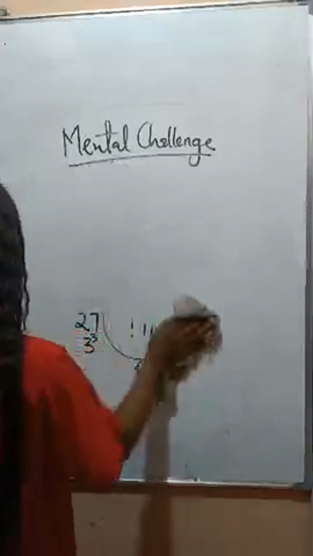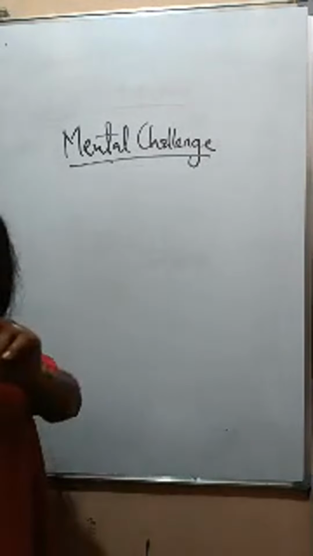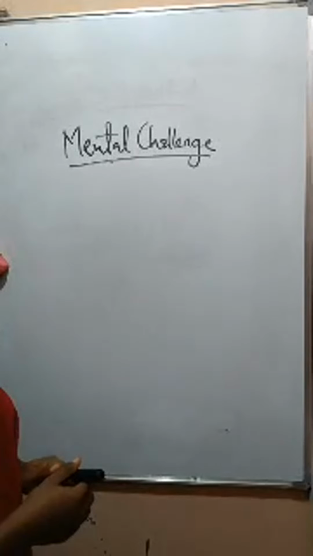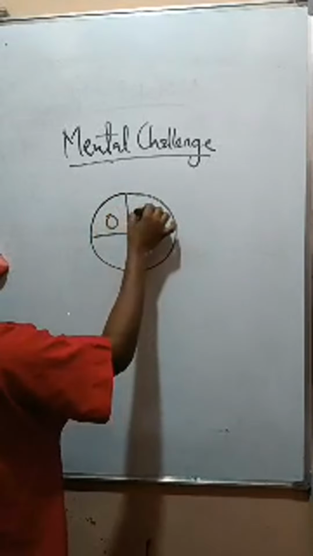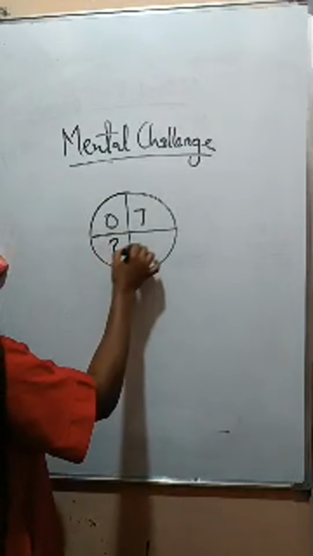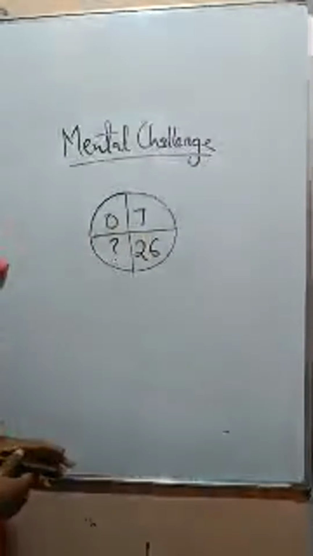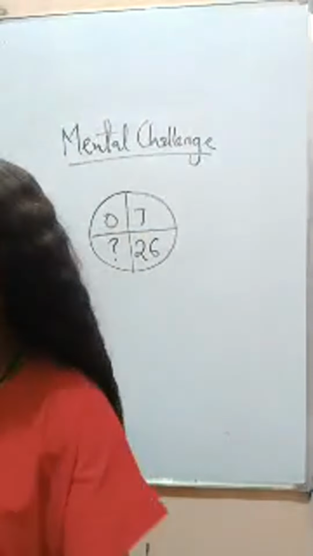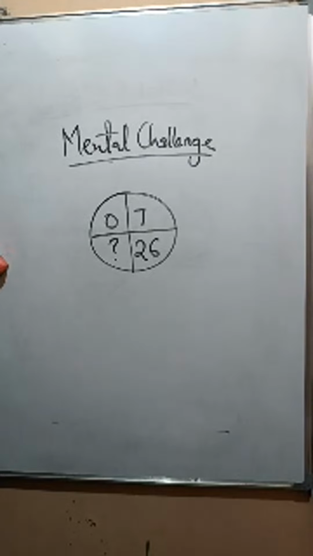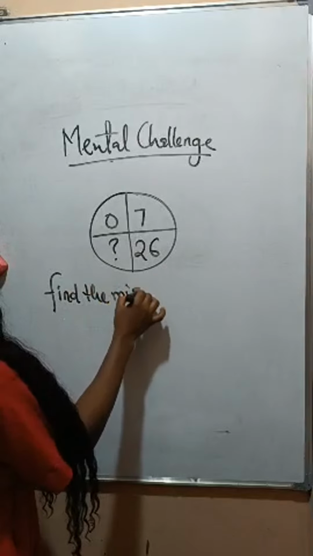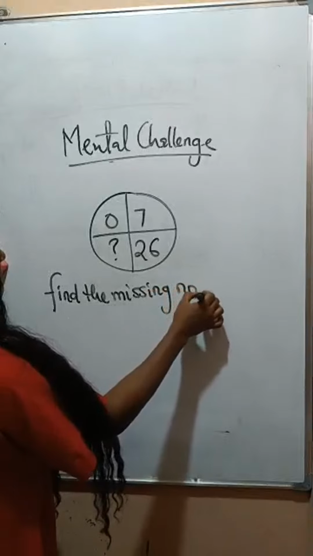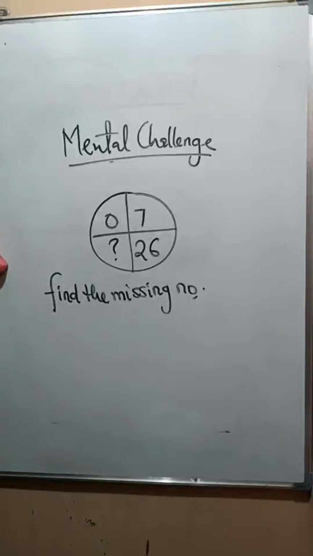Now, in the next question, we have this. We have 0, we have 7, we have question mark, we have 26. So what do you think should be in the... find the missing number?